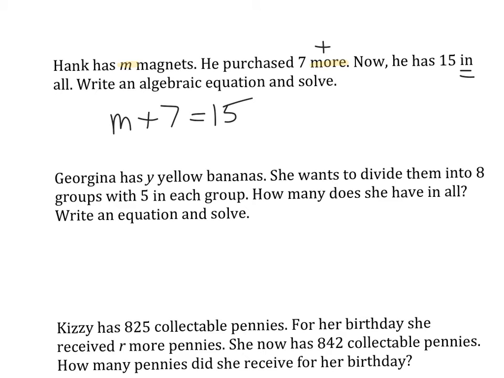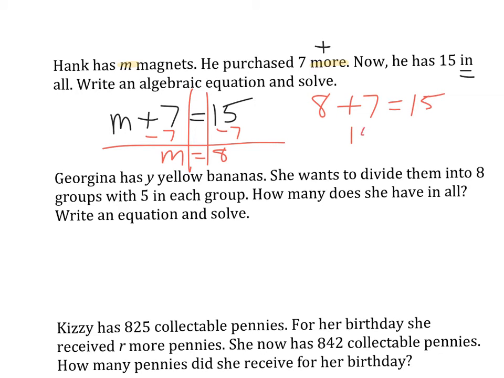Now we can solve this equation. Okay, we can write it in our railroad tracks. We're adding 7 here, so we'll subtract by 7 on both sides. And then we end up with m is equal to 8. Okay, let's check our answer to make sure we got the right thing. Does that make sense? If he started with 8 magnets and then he added 7 more, does that equal 15? Well, yes, it does. So we had 8 magnets, purchased 7 more. That gets us to 15.